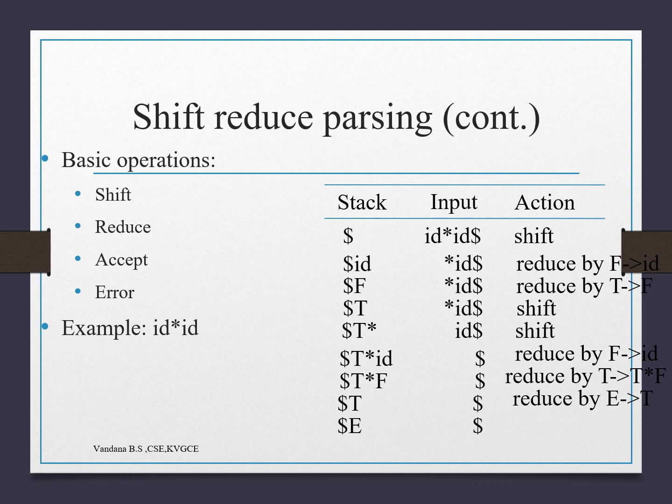Now what is the stack content? The top of the stack is capital E, which is the start symbol. Is the input empty? Yes, the input is empty. Now what is the operation? Accept, which means it is syntactically valid. So no error occurred. Starting from the input, it has reached the start symbol. Hence id star id is syntactically valid according to the grammar, and it is accepted by the shift reduce parser.